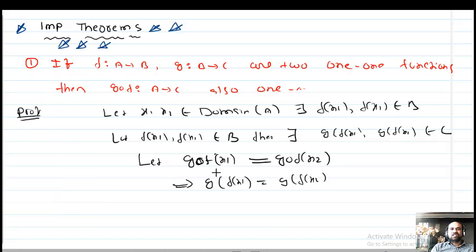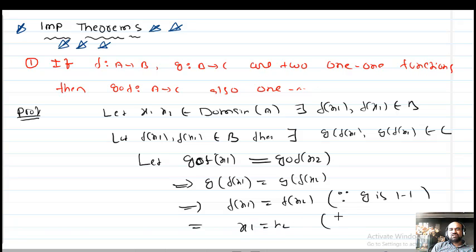Feel that this is L1, this is L2. g of L1 equals g of L2 implies what? L1 equals L2. L1 equals L2 means f of x1 equals f of x2. The reason is g is 1-1. Now f of k1 equals f of k2 automatically gives k1 equals k2, because what is the reason? f is 1-1, which implies x1 equals x2 since f is 1-1. So next page I will write what happened.